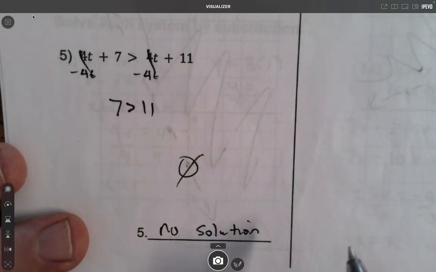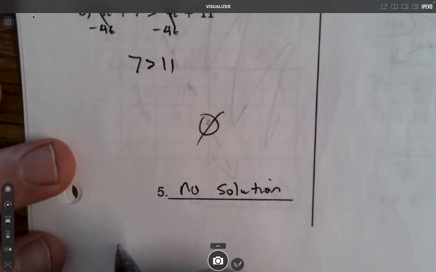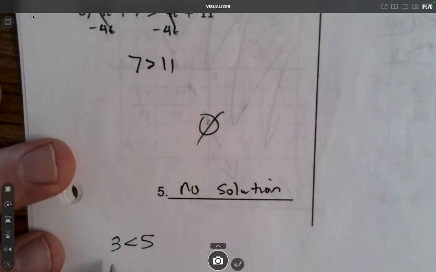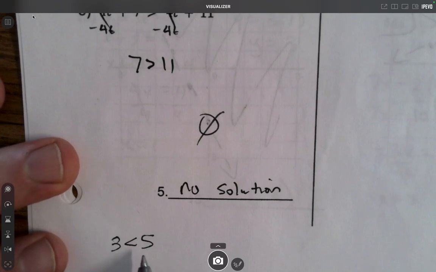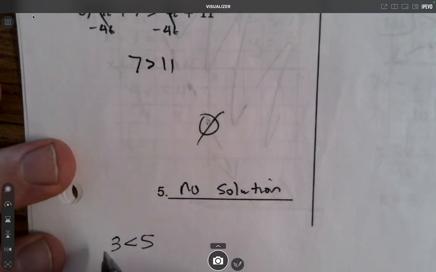Now it is possible sometimes to get a true statement. So let's just say I'd gotten 3 is less than 5. So the variables disappeared, but what I got was a true statement. If that happened, you would say all real solutions or infinite solutions or something like that. But since we got something false, we would say no solution.